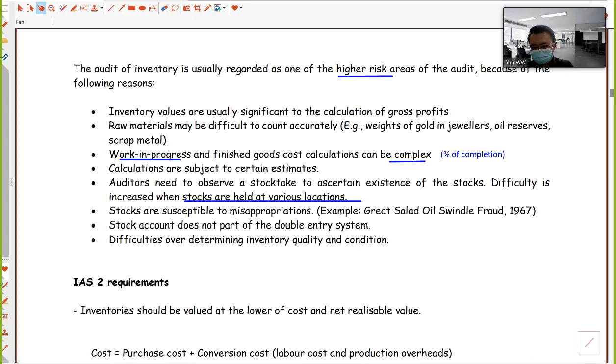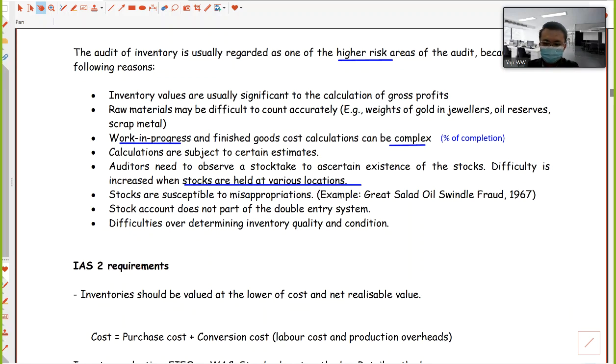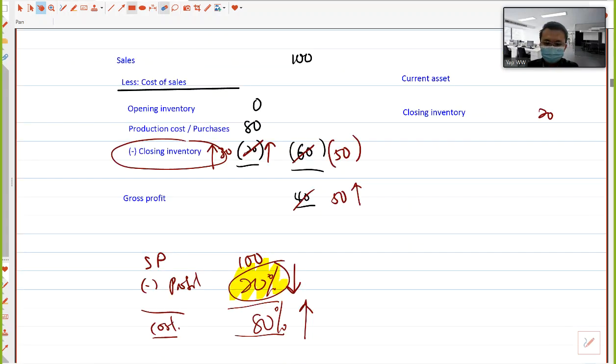Another case is Kingston Cotton Mill. That one is overvaluing the stock. Then they use the extra profits to declare the dividend. So shareholders take back the dividend from fake profits. Yeah. The stock account does not form part of the double entry. No double entry, you see.